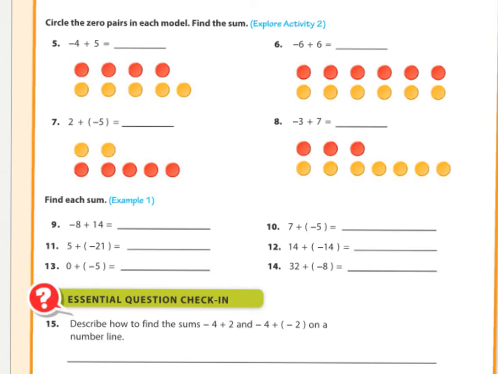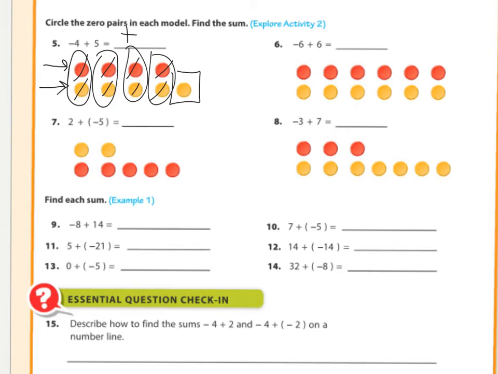All right, so numbers 5, 6, 7, and 8 show you with counters. Remember your negatives are red, so you have 4 negatives and you have 5 positives. What do you have more of? You have more positives, so your answer is positive. And then you can just cancel them out, remember those are zero pairs, they cancel each other out. And then what do you have left over? 1. And if you do the subtraction, 5 minus 4 is 1.